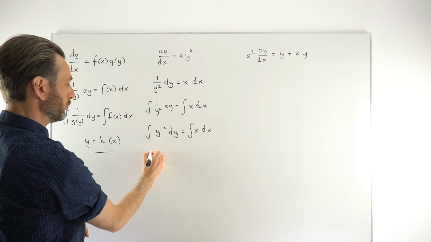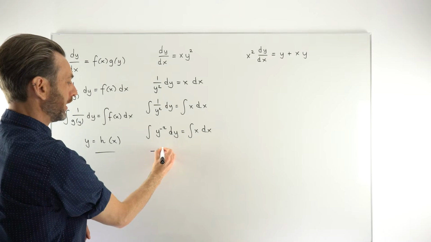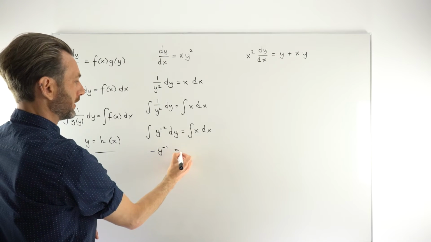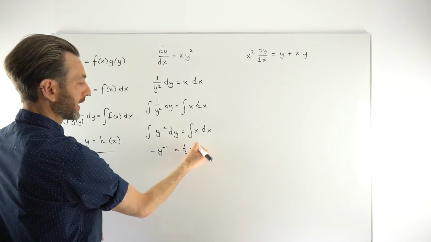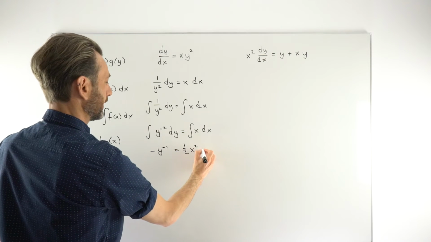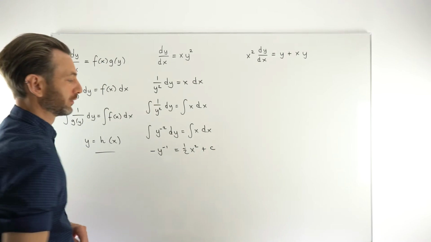So using the power rule, this would become minus y to the minus 1, and that's going to equal 1/2 x squared, or x squared over 2 if you prefer to write it like that. And I'm going to put my constant of integration on this side.